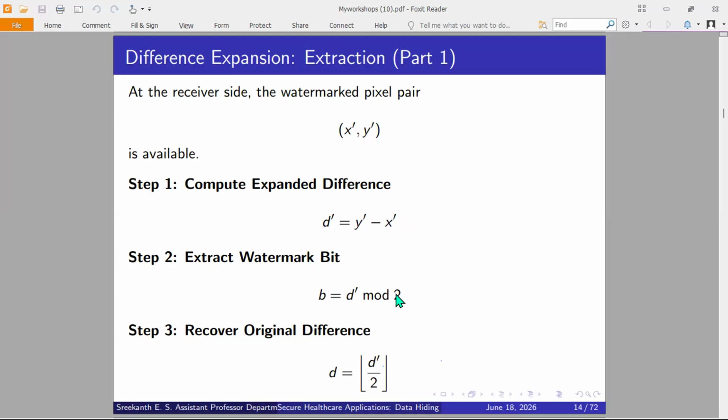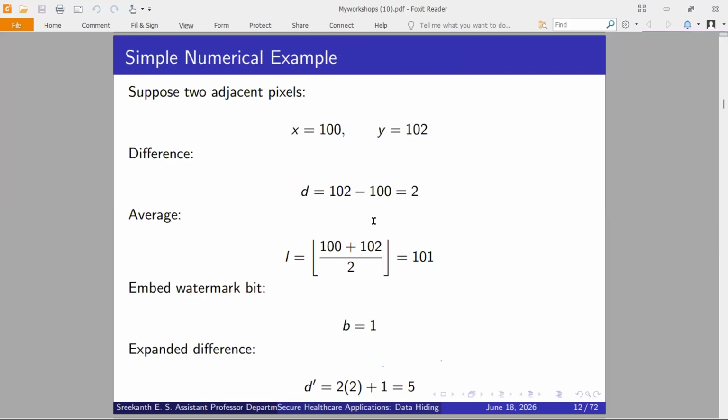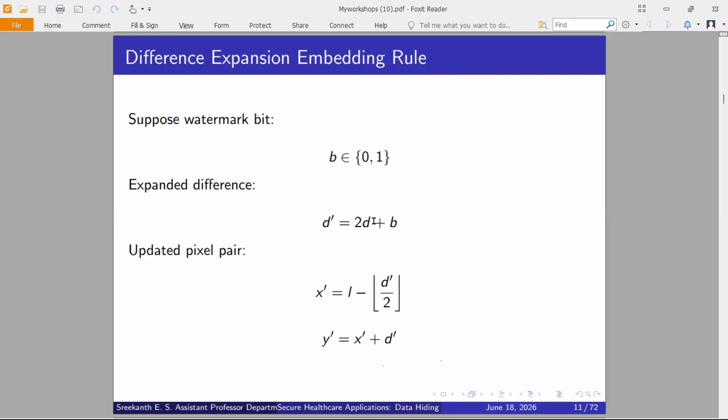Okay, so you have to calculate the d dash. Now, what is happening? You need to extract the bit. You can extract using d dash mod 2. Why? Because of how we embedded using this equation. From this equation, you can extract the floor of d dash.